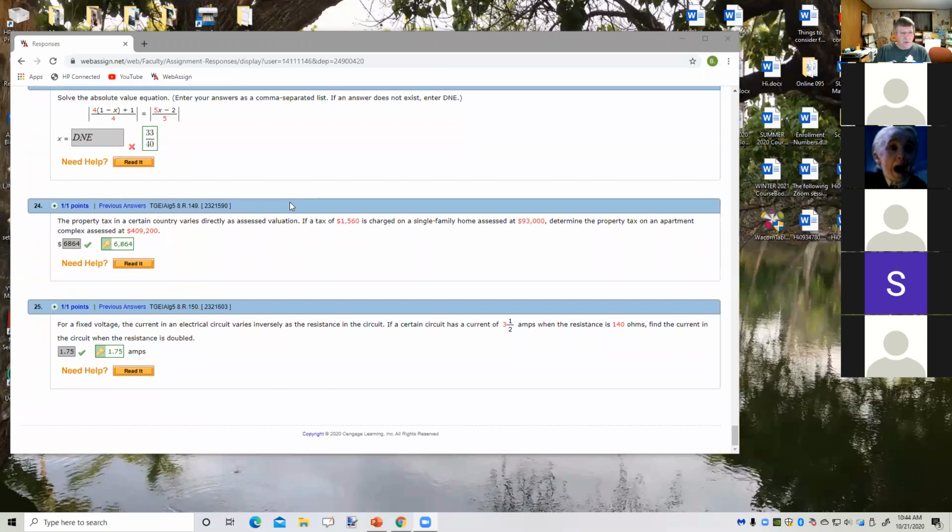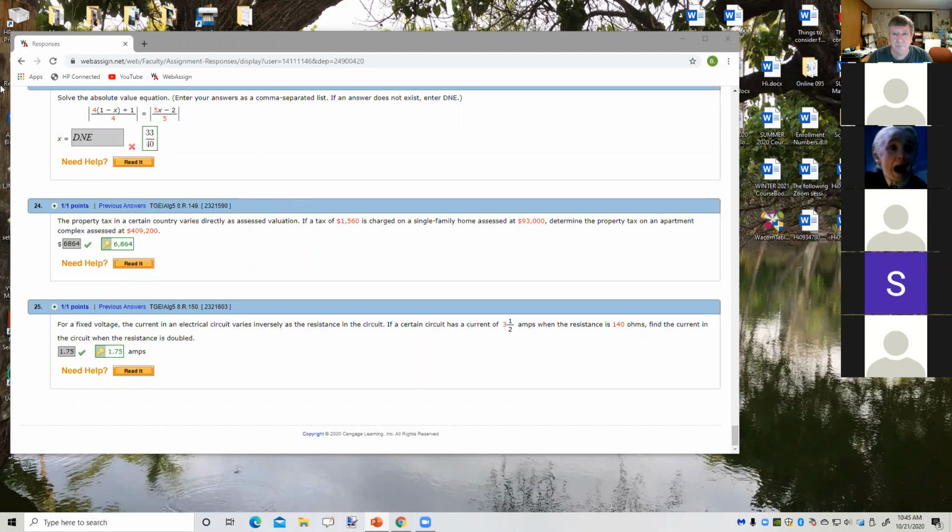Solve the absolute value equation. So we've got the absolute value of 4 times the quantity 1 minus x plus 1 all over 4 equals the absolute value of the quantity 5x minus 2 all over 5.